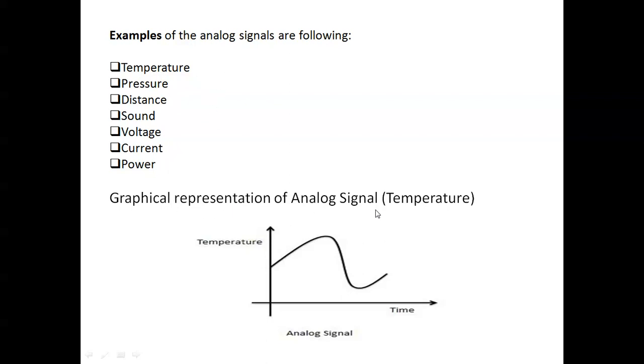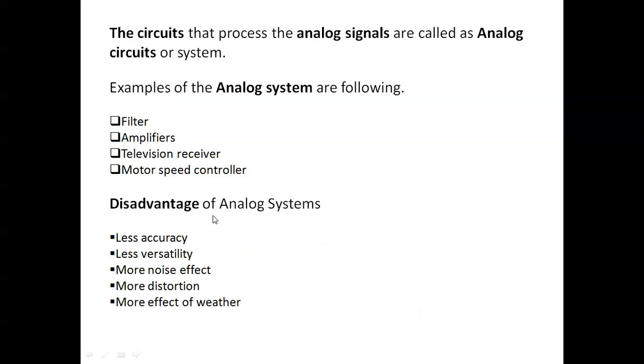The graphical representation of an analog signal is shown as temperature against time. This looks like a continuous-time signal. Consider a day: in the morning, the temperature is very low. As time moves on, it reaches a peak, maybe around lunch time. Then it reduces, and then the next day starts. The graphical representation is shown like that.